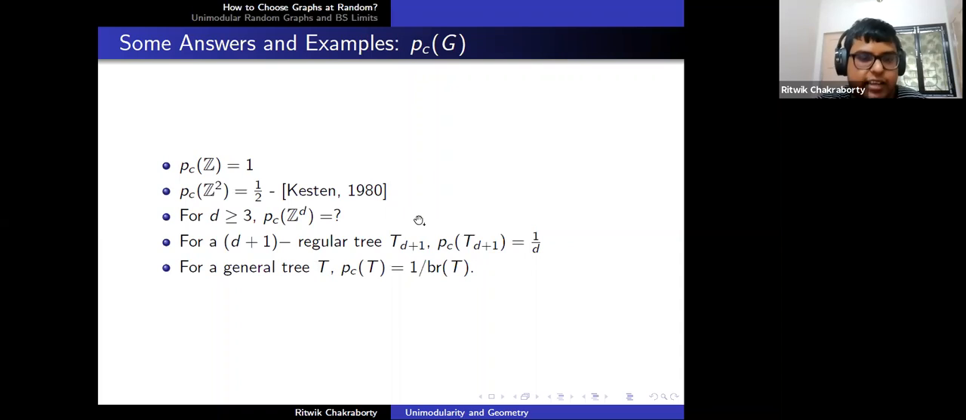And a famous theorem by Kesten in 1980 says that PC of Z2, the Euclidean lattice of dimension 2, is equal to half.